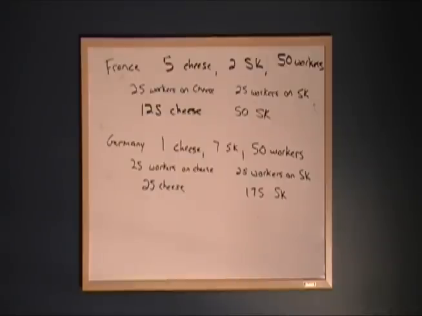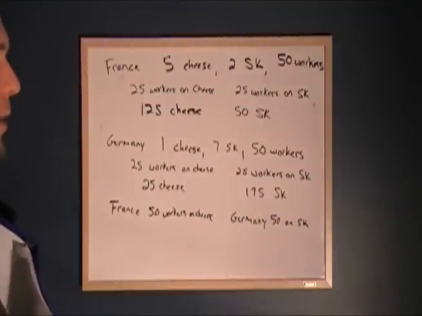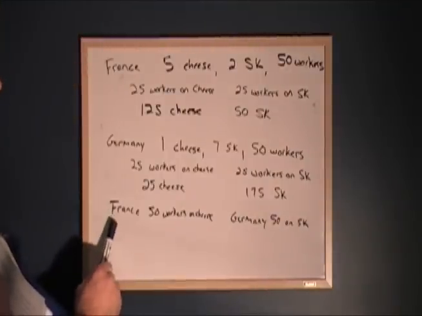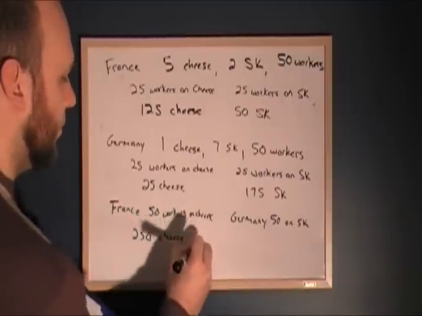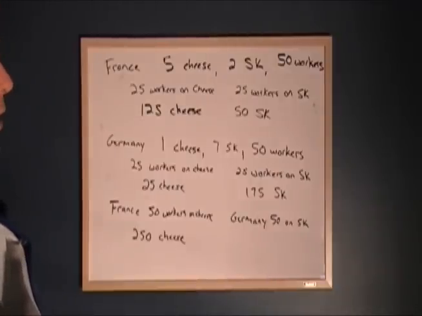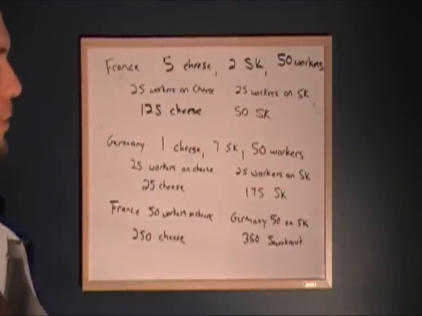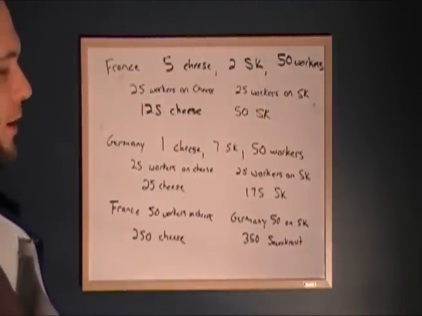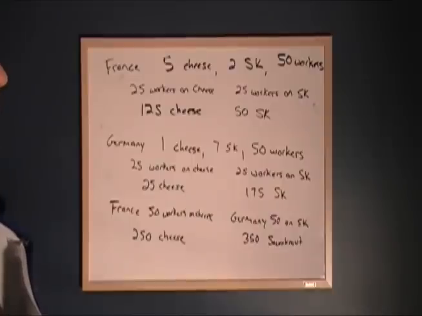So let's see what happens if France puts 50 workers on cheese and Germany puts 50 workers on sauerkraut. With France, we know that each worker can produce 5 wheels of cheese. 5 times 50 is 250 cheese. We know that in Germany, each worker can produce 7 tubs of sauerkraut. 7 times 50 is 350 sauerkraut. The question we should pose to ourselves is, is there more cheese and sauerkraut in the world than existed before they decided to specialize in trade?